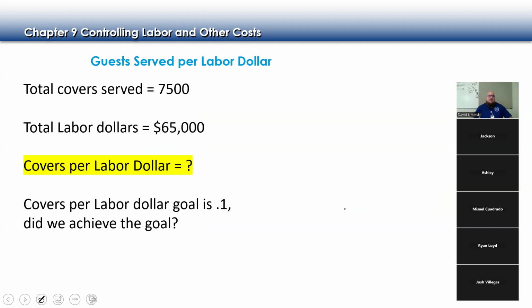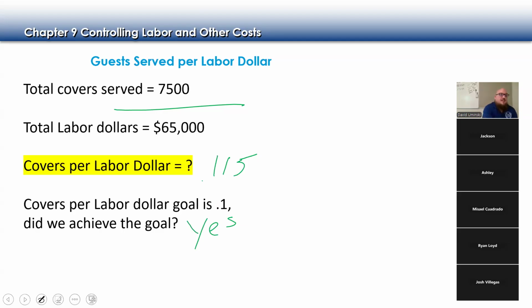Okay, let's do another one. Total covers is 7,500. Our total labor dollars were $65,000 in labor. So if we divide those two numbers, you get 0.115. So did we achieve our goal? Yes, we did, because 0.115 is higher than 0.1. We achieved our goal.